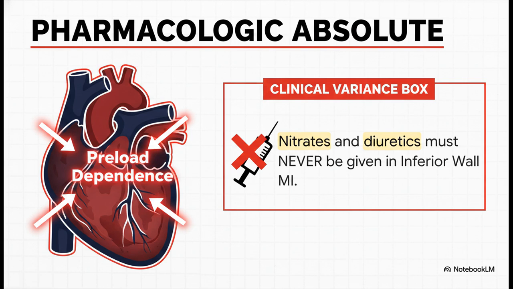The only way the heart can maintain forward flow across the pulmonary bed and into the left heart is by relying heavily on sheer venous pressure, or preload. If you administer a nitrate, you instantly dilate the venous system, completely dropping that crucial preload. The right ventricle fails completely, forward flow stops, and the patient's systemic blood pressure completely crashes.